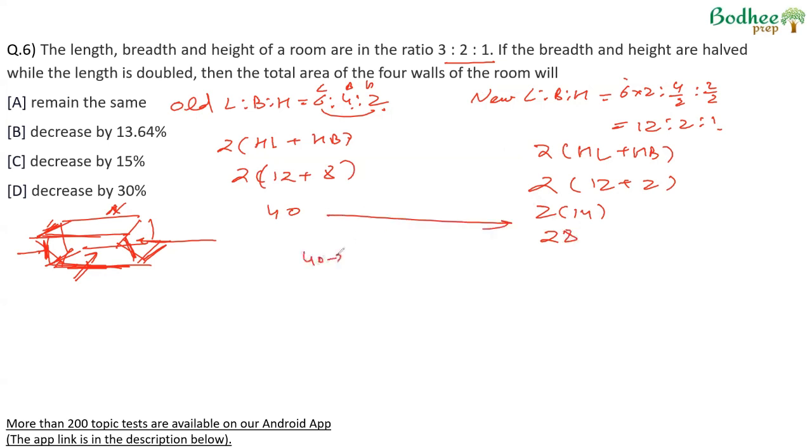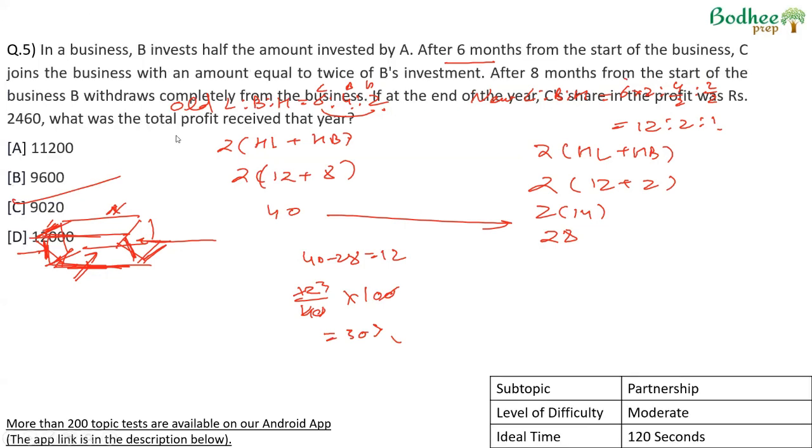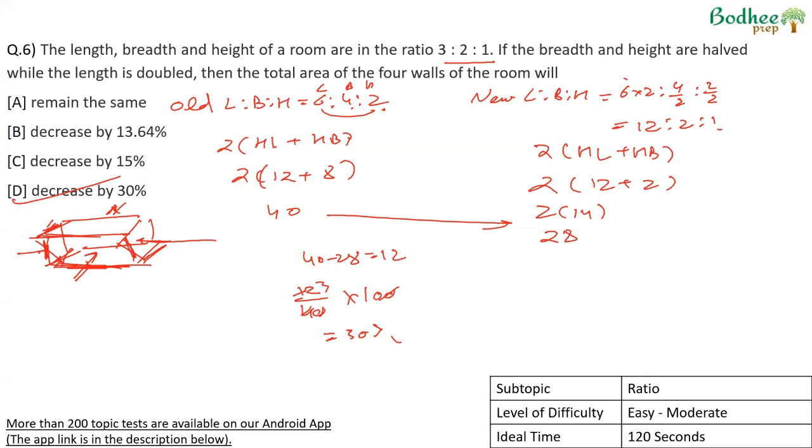So a decrease of 40 minus 28, which is 12, on a base of 40 into 100. So this becomes 4 3s are 12. Hence, a decrease by 30% is what is going to happen in this case. Again, if I look at the level of difficulty of this question, I'd say it's an easy to moderate question. For sure, you would have come across such questions in other sources as well while practicing. Might take a bit of time because there are two sets of different calculations that have to be made. But I think conceptually an easy question.